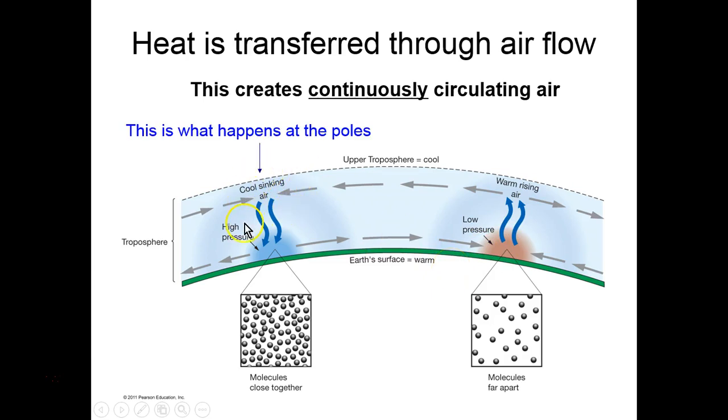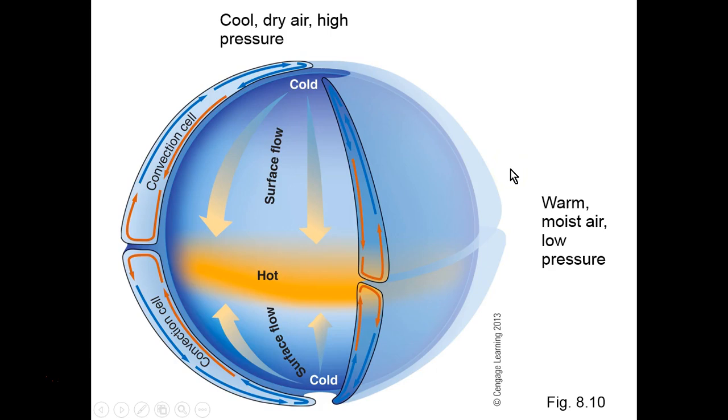This is what would happen at the poles, right? Air sinking. And this is what happens at the equator, air rising. Places where it's warm, air rises. Places where it's cold, air sinks. Cold air, more dense, sinks. Warm air, less dense, rises. That's what this would look like around our planet. Along the equator where it's hot, we have air rising, and at the poles where it's cold, we have air sinking.